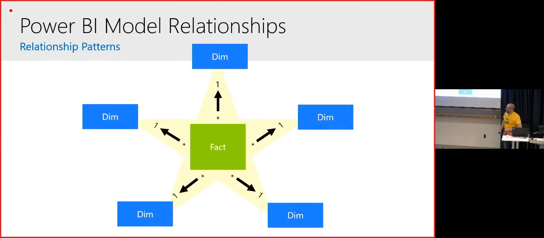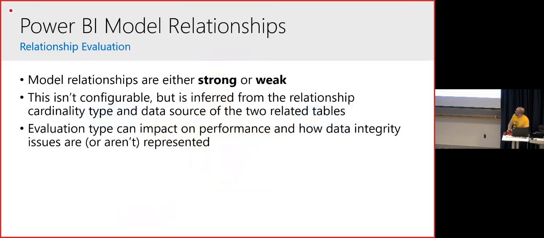Look at this pattern. From fact to dimensions, they are many to one. The one side is always the dimension side. The tables that define your things, dates, people, places, products, must have a single column that contains unique values. In the fact table, you will have the same column, but it will contain duplicates. This is the many side of your relationship. Okay, so many to one is in fact the most common relationship that you will use. Some more theory.